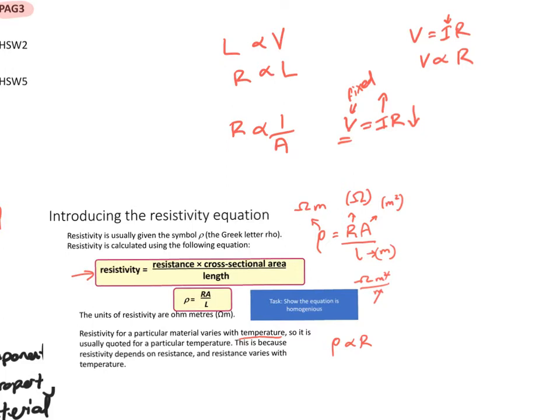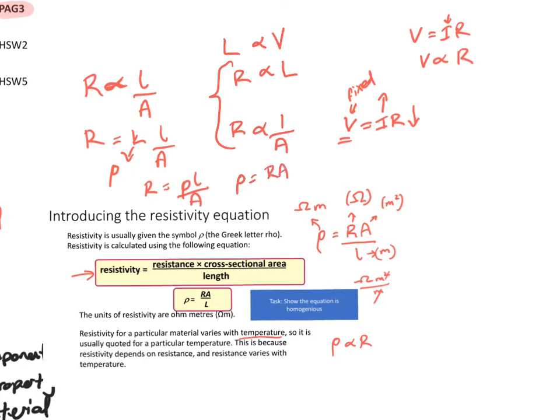And if I combine the two expressions, I come up with resistance is directly proportional to the length over the cross-sectional area of the wire. And since there's a direct proportionality, that means that R is K times L over A. Now that K, our constant, is the resistivity. So R is equal to rho L over A. And if I rearrange, rho is RA over L.